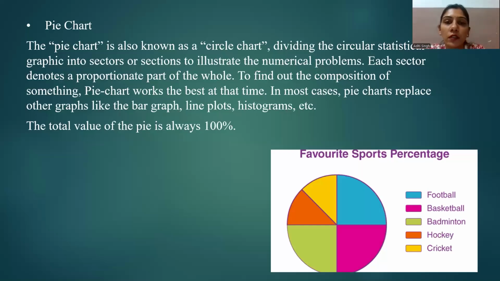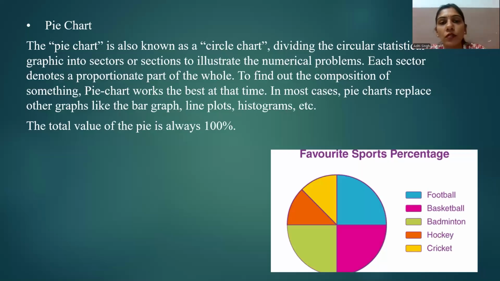For a pie chart, one important point is that it is not mandatory to convert the given data into percentages unless it is specified. It is not important. We can directly calculate the degree for the given data value, and we can draw a pie chart accordingly.